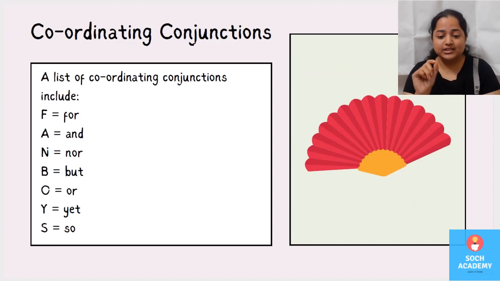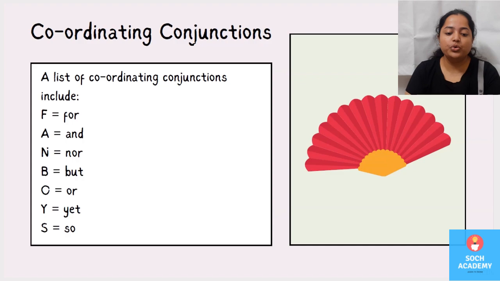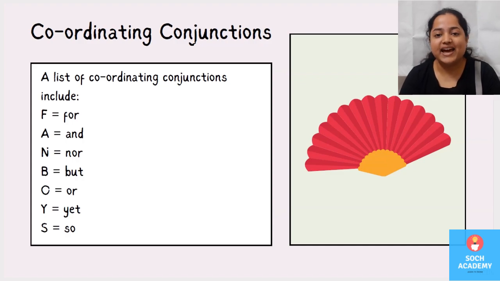Now there is a list of coordinating conjunctions in English. There are only 6 coordinating conjunctions, which you can easily remember by the acronym FANBOYS. F stands for "for", A "and", N "nor", B "but", O "or", Y "yet", and S "so". So these are the only coordinating conjunctions in English. If you learn them properly, then you can easily identify them.